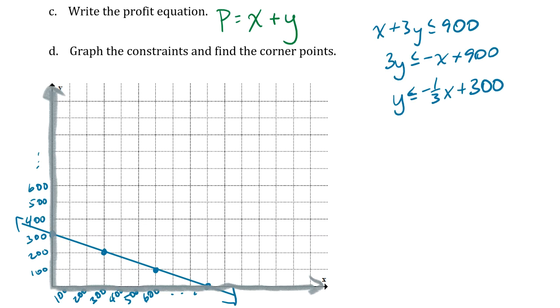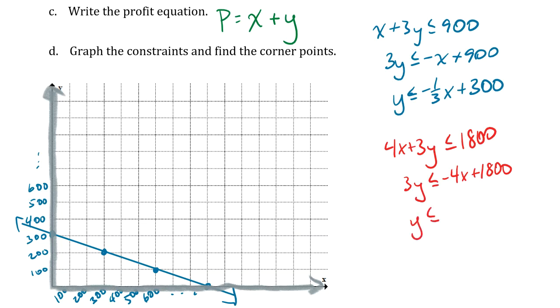All right, next up, we had the 4x plus 3y is less than or equal to 1800. So if we subtract 4x from both sides, we get 3y is less than or equal to negative 4x plus 1800. Divide both sides by 3, and we get y is less than or equal to negative 4/3 x plus 600.